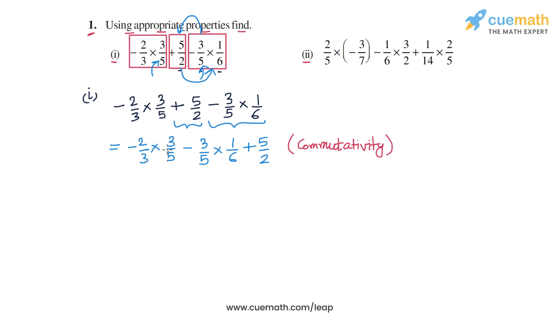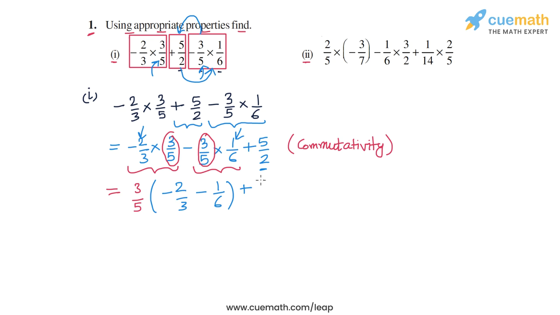Now if you look at this expression that we've written, there's a 3 by 5 term here and there's a 3 by 5 term here. So we can take this 3 by 5 term out common from the first two terms, and we can do this because of the distributivity of multiplication. So we can write the common term 3 by 5, and then inside the bracket we will have minus 2 by 3, this term, and then minus 1 by 6, which is from the second term. So minus 2 by 3 minus 1 by 6, and then we have this plus 5 by 2. And the second step we could do because of distributivity of multiplication.